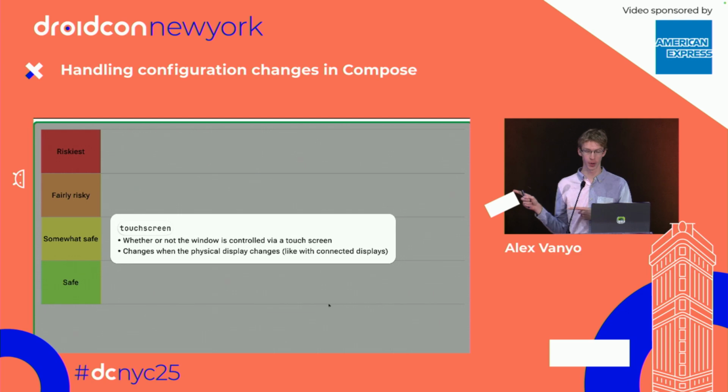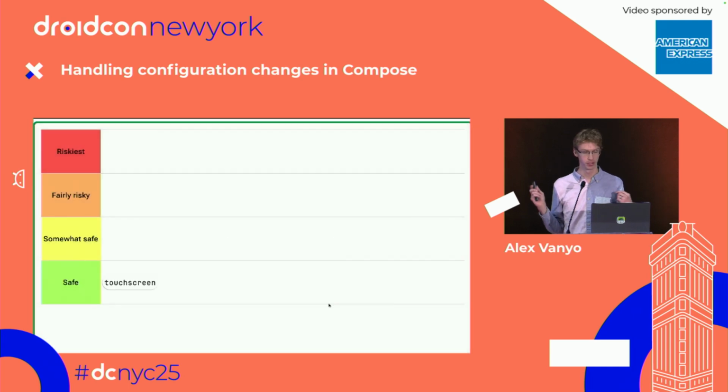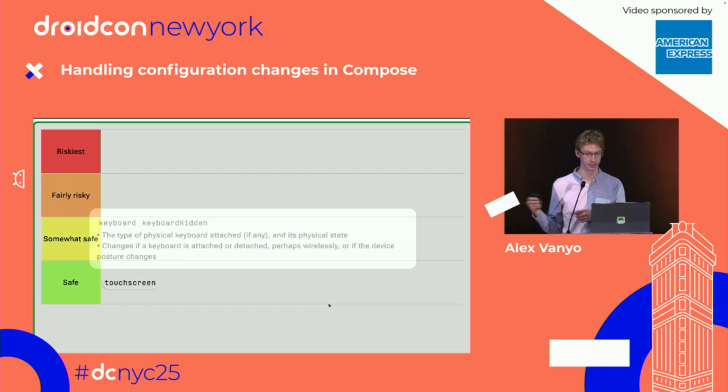Touchscreen. This is whether or not the window is controlled with a touchscreen. So pretty self-explanatory. And this can change when the physical display changes. Like with connected displays. You plug in your phone to an external monitor. Now you might have your app running on an external display that isn't a touchscreen. I would suspect most apps don't actually care much if it is a touchscreen or not. So I'm going to consider this one fairly safe.